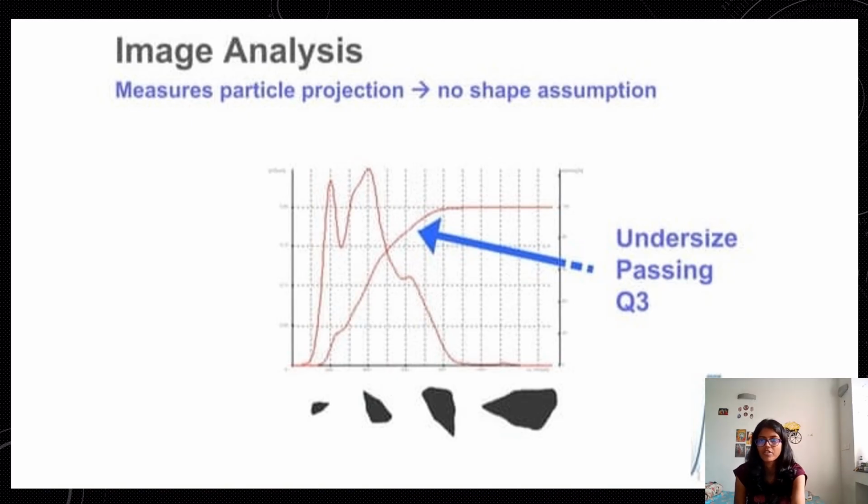Now this is for image analysis, and it measures particle projection with no shape assumption. Previously we saw that the particle shape was spherical, but here we can see that they have taken any type of shape. Here also on the x-axis there is particle size, which is particle diameter, and on the y-axis there could be number, volume, or area percentage.